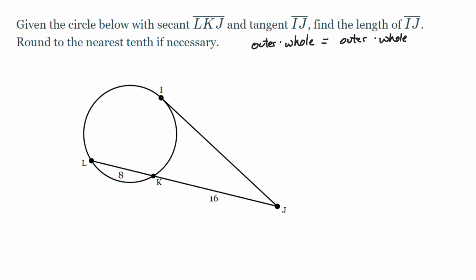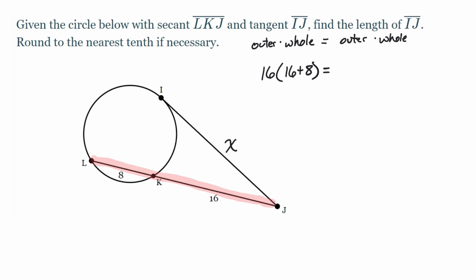Let's take a look first of all. We don't know what this is, so we're going to label it x. So let's take care of this side right here because it's just like the last one. The outer segment is 16. The whole segment is 16 plus 8. And again, I encourage you to do that work in your head.